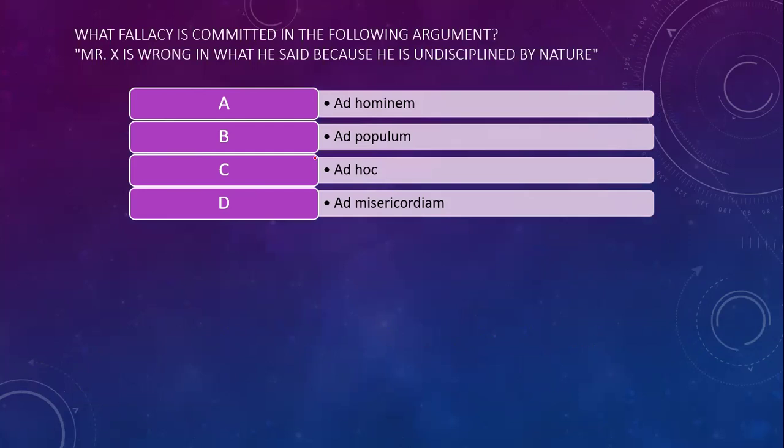What fallacy is committed in the following argument? Mr. X is wrong in what he said because he is undisciplined by nature. Options: ad hominem, ad populum, ad hoc. Ad hominem we know, ad populum we know. It's too different.